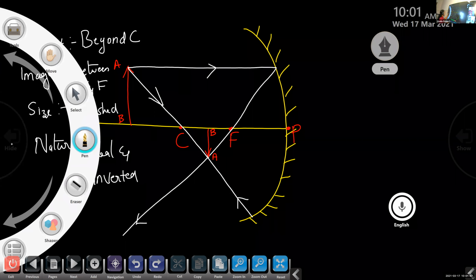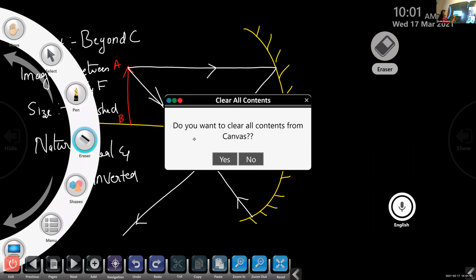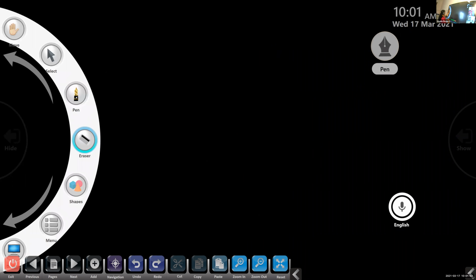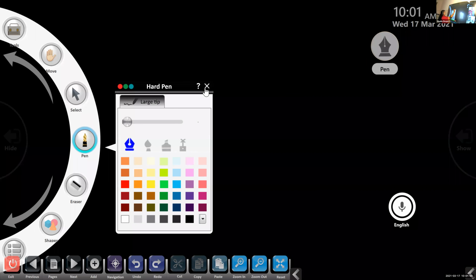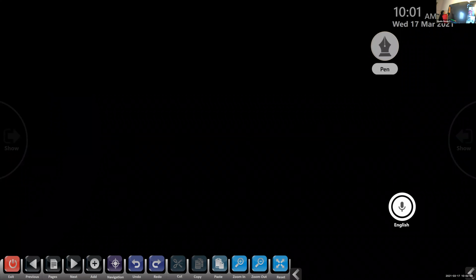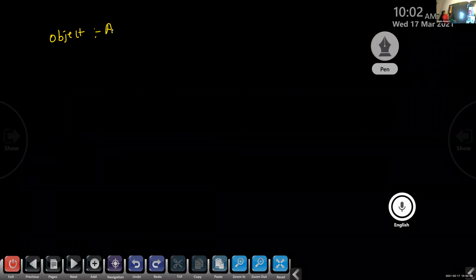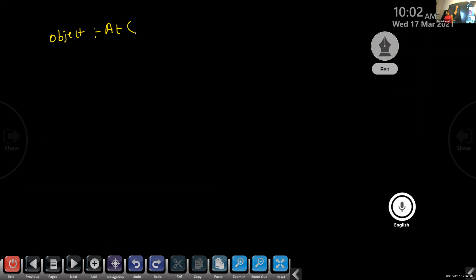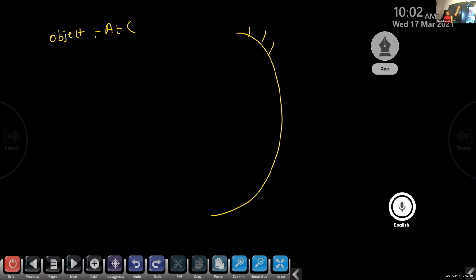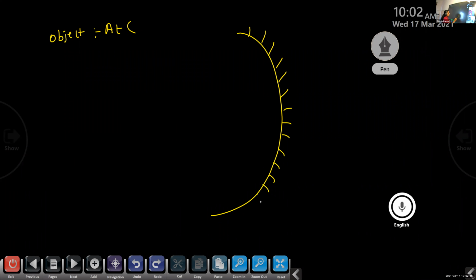Now we can discuss the third case. In the third case, where are we placing the object? Yes, the object is placed at the C. So in this third case, object is at the C. In order to draw this case, I am drawing the concave mirror. The basic step is drawing the concave mirror and marking all its terms.